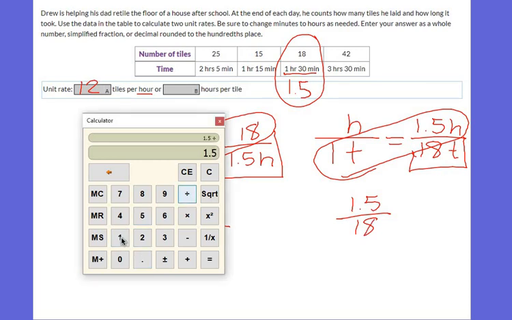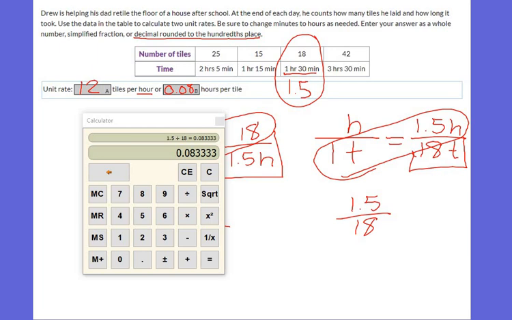1.5 divided by 18 and I get a decimal, and they said that was all right. Decimals rounded to the nearest hundredths place. Hundredths is 2 decimal places. So the 0 is in the tenths, the 8 is in the hundredths. I got to see if the number behind the 8 will round it up. It's a 3, it does not round it up. So the decimal would be 0.08 hours per tile is how much time it takes to lay 1 tile.